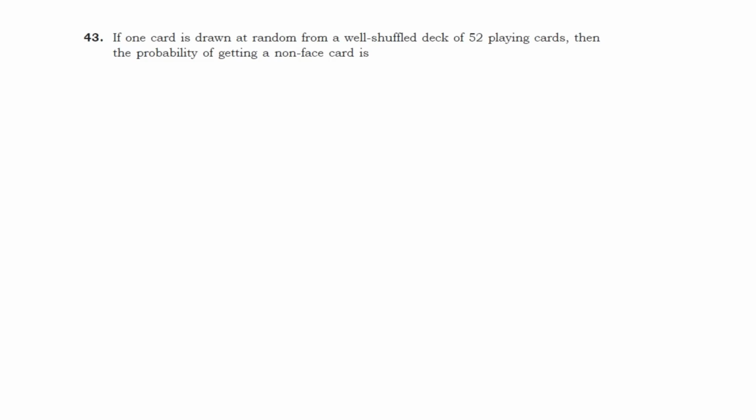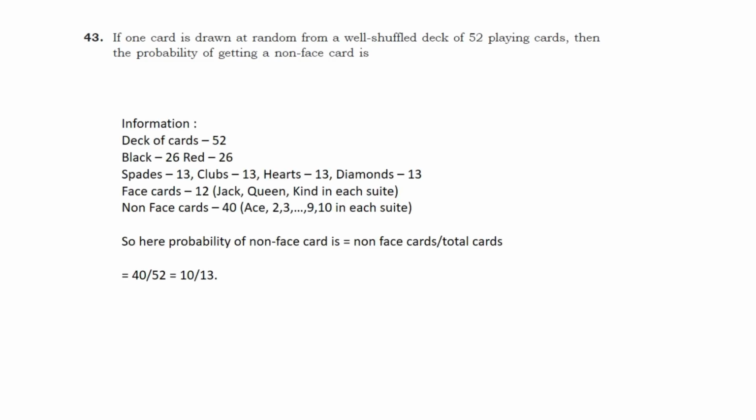Because he may ask about other things in the playing cards. A deck has 52 cards, in that black 26, red 26, spades are 13, clubs are 13, hearts are 13, diamonds are 13, and face cards are 12, means jack, queen, king in each suit. Each suit means in spades there are 3, in clubs 3, in hearts 3, in diamonds 3. So in total 12 face cards are there. Remaining all are non-face cards, those are 40, means ace, 2, 3, and so on to 10 in each suit.